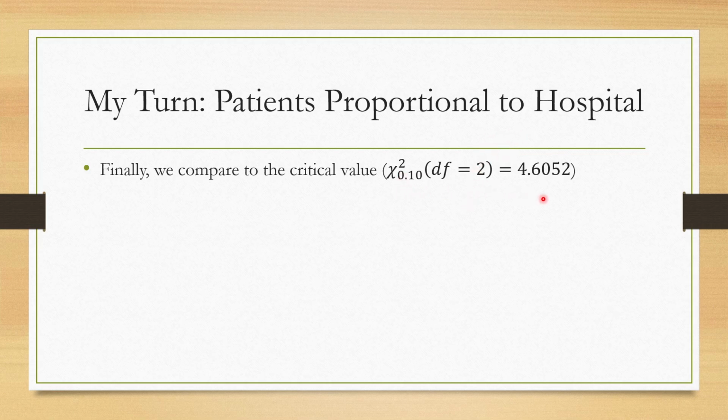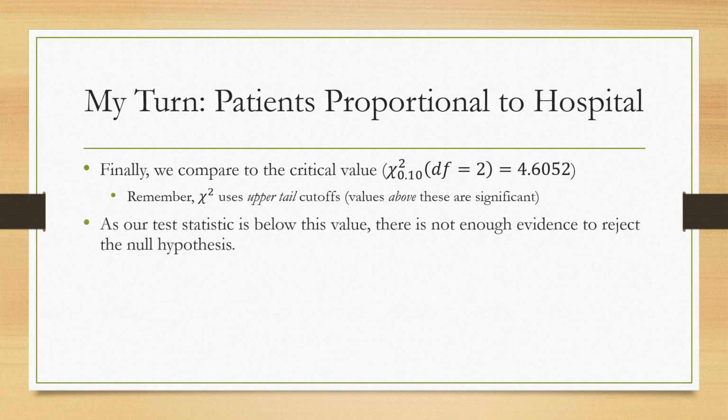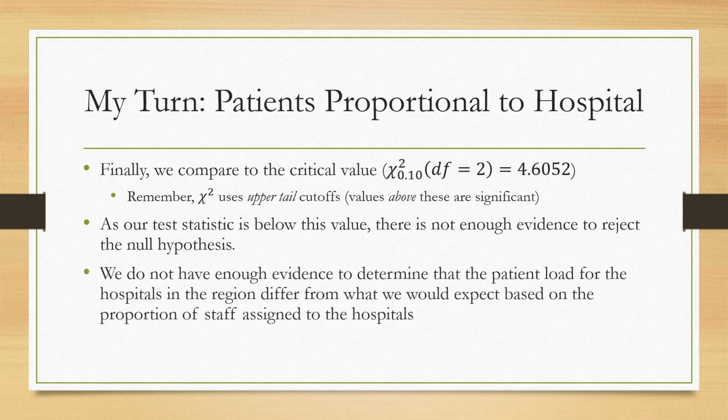And if I look this up in a table or in the back of the book or in software, I get 4.6052 for my critical value. Again, our chi-squared uses the upper tail cutoffs, so I'm looking for larger test statistics than this. Our test statistic was like 3.4, so our test statistic is lower than this. It is not significant.